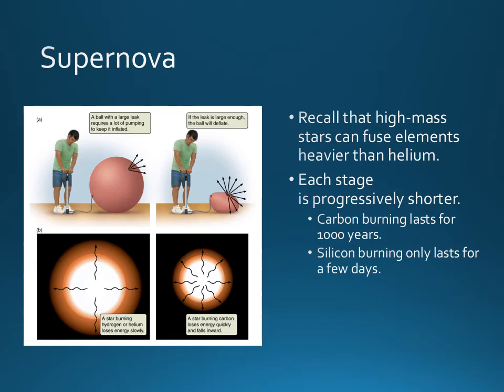Recall that a high-mass star can fuse elements heavier than helium. Each stage is progressively shorter. Carbon burning lasts for 1,000 years. Silicon burning only lasts for a few days.